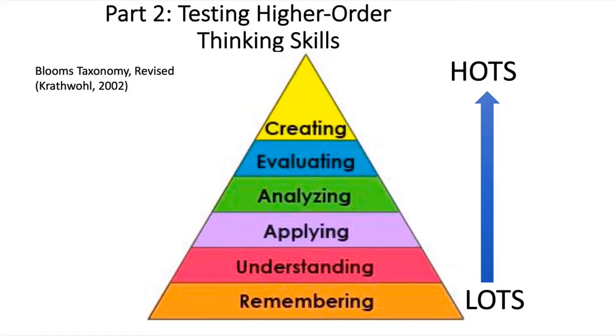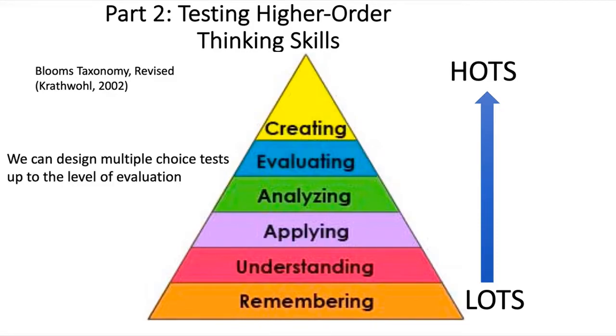So here we have our revised Bloom's taxonomy triangle. On the bottom levels we are showing our lower order thinking skills, and then moving up the triangle towards our higher order thinking skills or our critical thinking skills. And as you'll see, when we are designing multiple choice test questions, we can actually create questions that go all the way up to the level of evaluation.